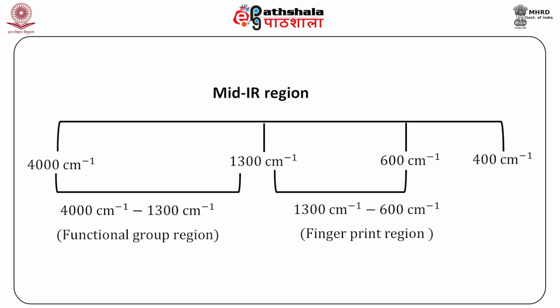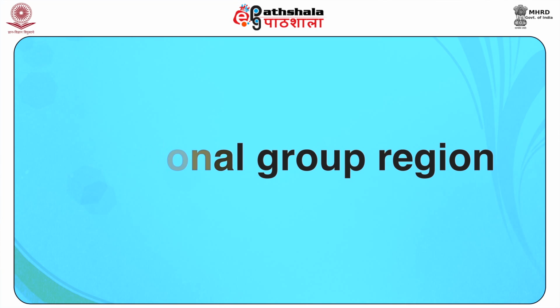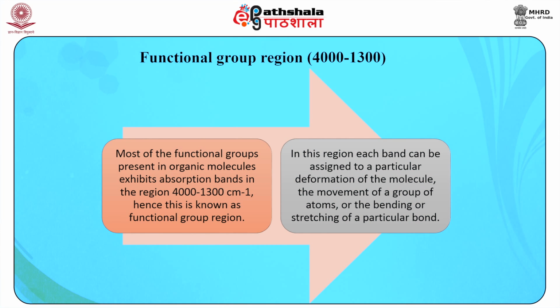First one is the functional group region, which is from 4000 to 1300 centimeter inverse, and the fingerprint region, which is from 1300 to 600 centimeter inverse. Functional group region, as I told you, ranges from 4000 to 1300 centimeter inverse. Now most of the functional groups present in the organic molecules exhibit absorption bands in the region 4000 to 1300 centimeter inverse. Hence this is known as the functional group region. In this region, each band can be assigned to a particular deformation of the molecule, the movement of a group of atoms or the bending or stretching of a particular bond in that molecule.